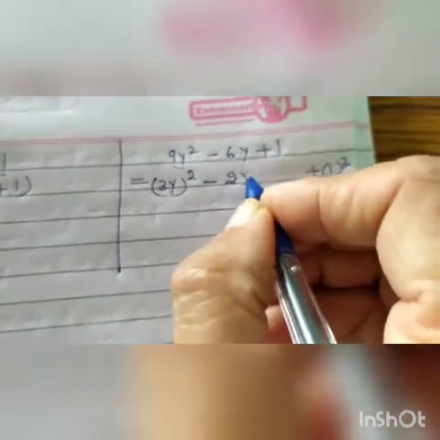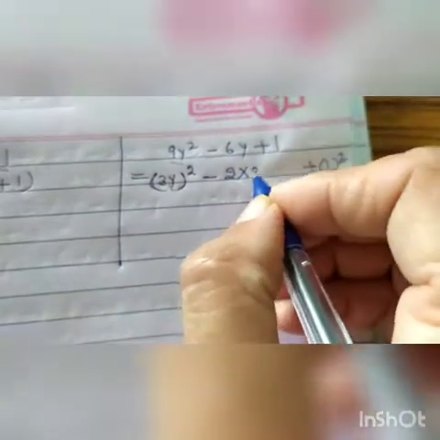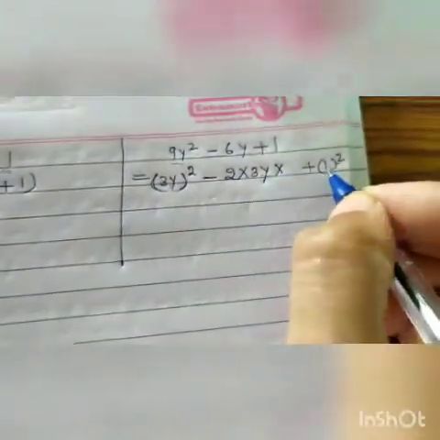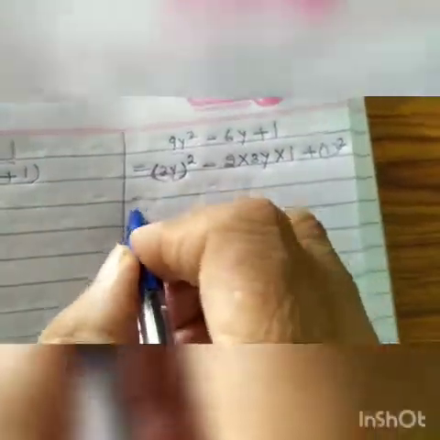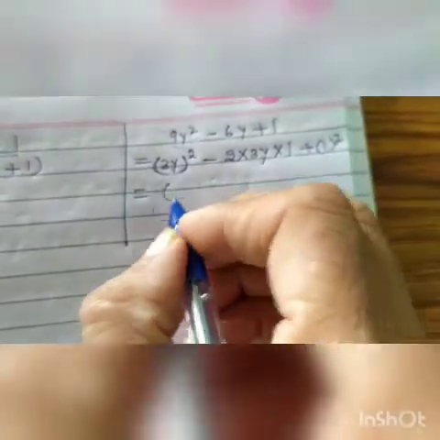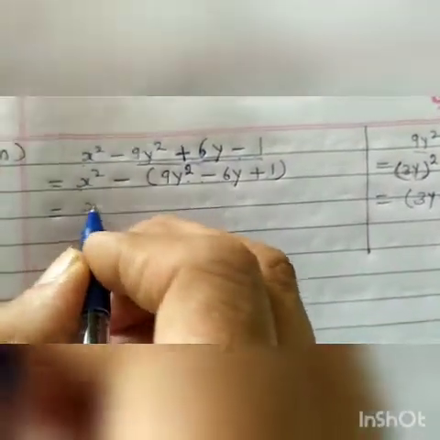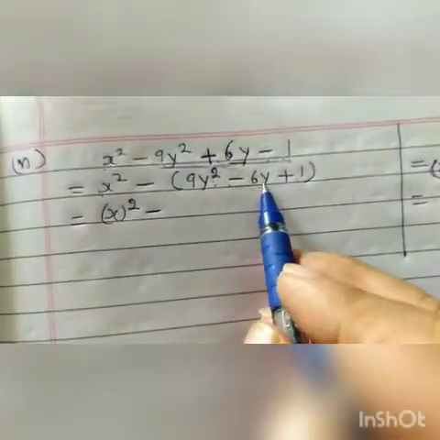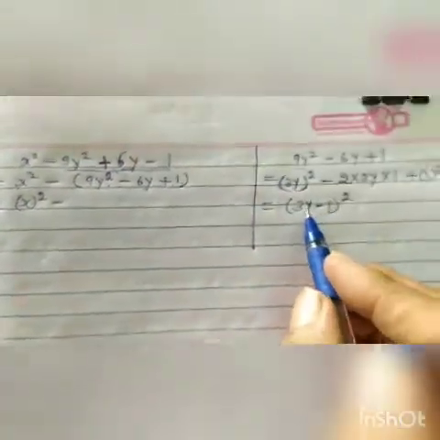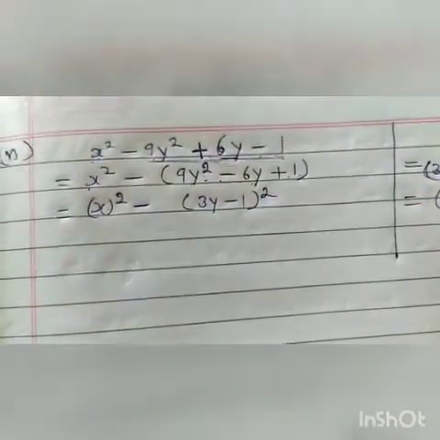Minus 2ab means minus 2 into a. In place of a we will write this, the value of a is 3y. Then the value of b is 1. So minus 2 multiply 3y multiply 1. It is equal to (a minus b) whole square, meaning (3y minus 1) whole square. Clear? So we can write this x square as (x) whole square, then this minus, and this 9y square minus 6y plus 1 we will write equal to (3y minus 1) whole square.